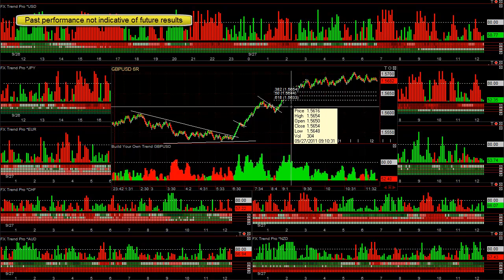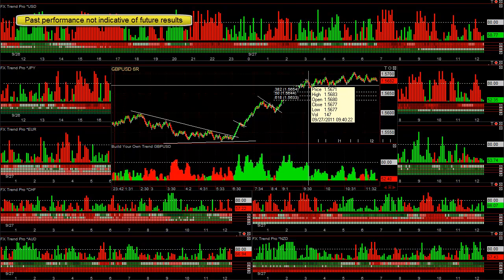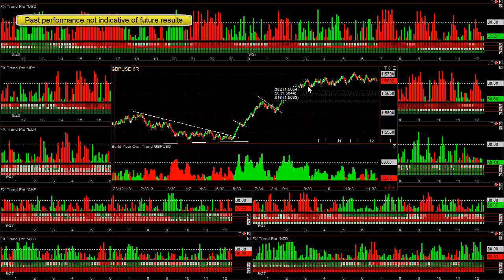let's see, long around 19. You're never going to get every pip. Let's say you get out at 70. You made 50 pips. Beautiful trade. You risk 7 to 10 pips, you make 50 plus pips.